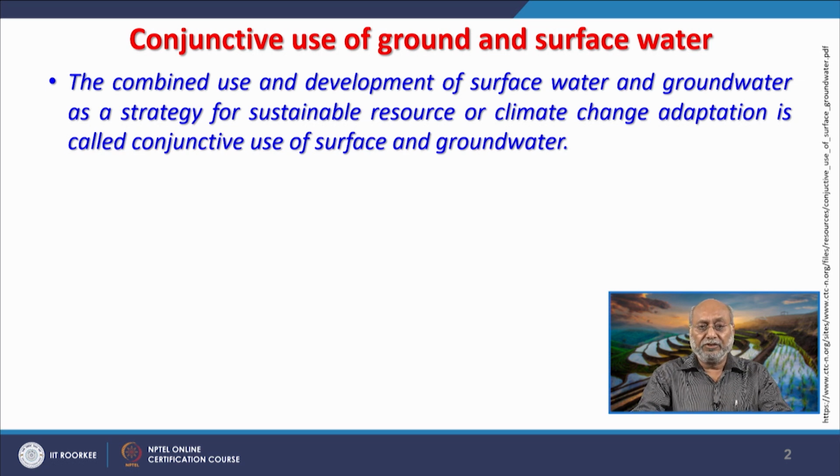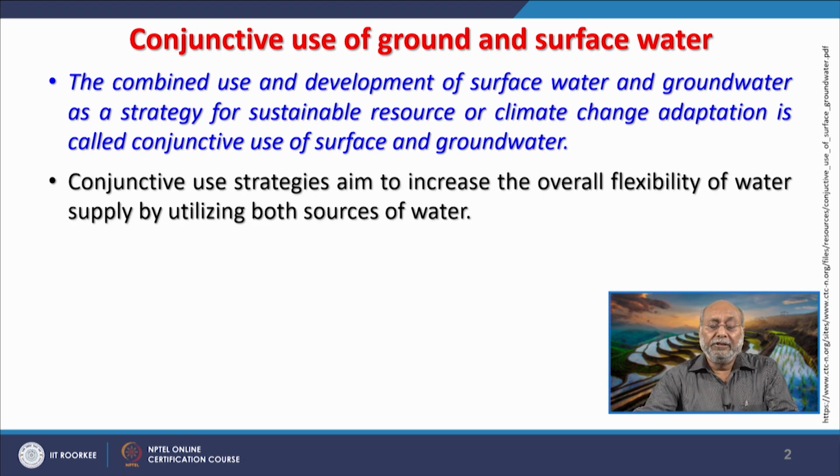by a sustainable resource, so that the resource remains available all the time, whatever the climate change that is happening. So, we should adapt to the climate change. So, climate change adaptation is called conjunctive use of surface and groundwater.